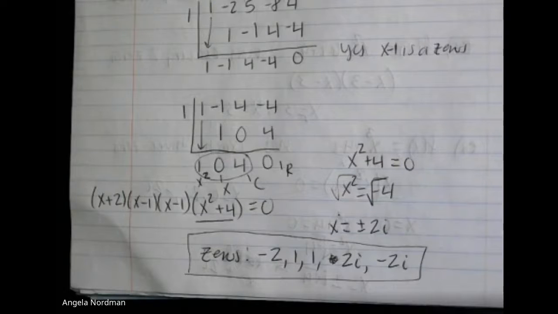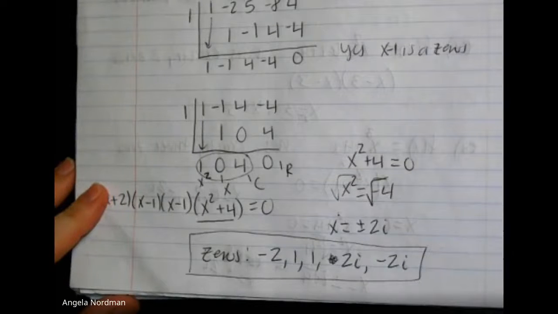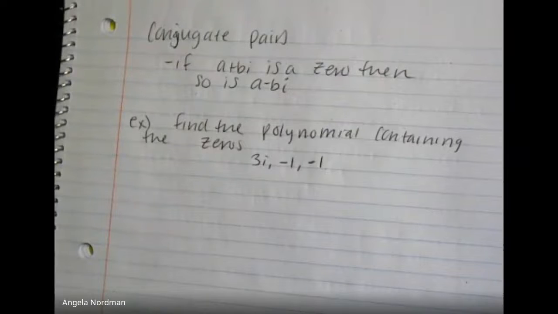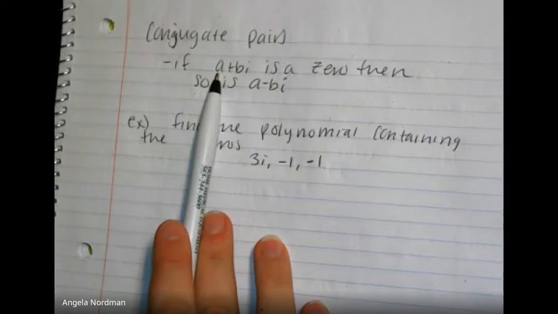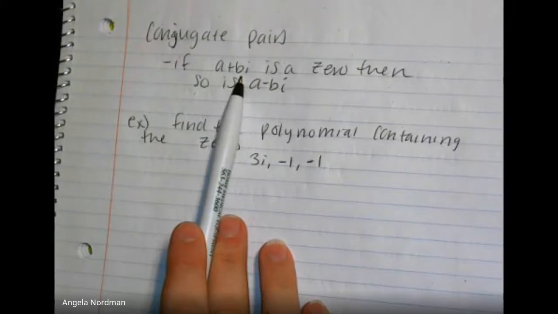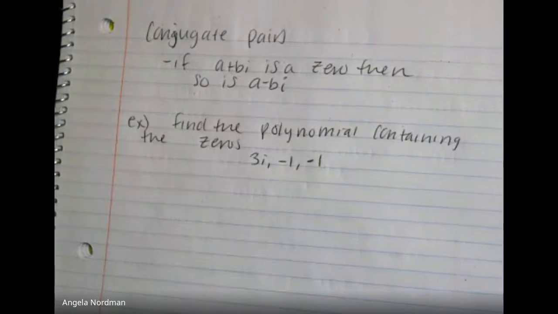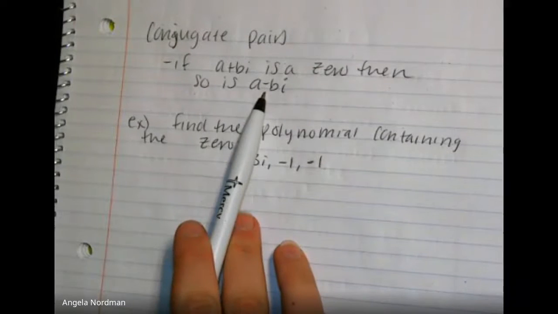The very last thing that I want to go over with you is conjugate pairs when talking about zeros of a function. So when we talk about complex numbers, we talked about them in the form of a plus bi, where a is the real part and bi is the imaginary. So if a plus bi is a zero of a function, then so is a minus bi.